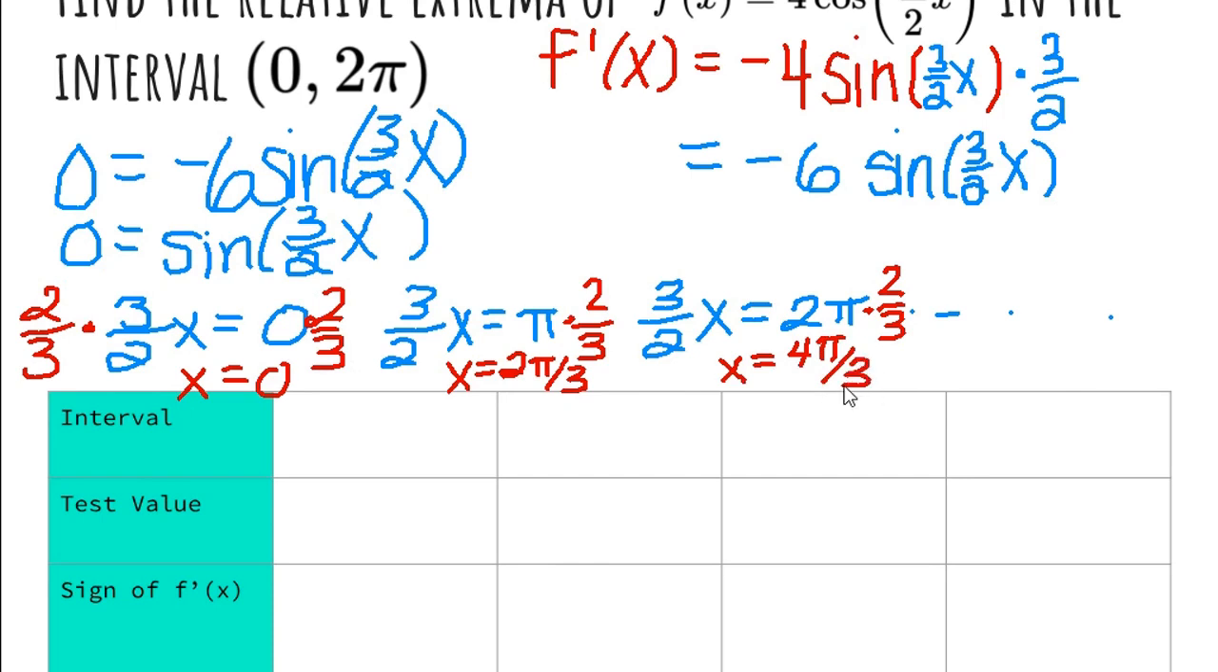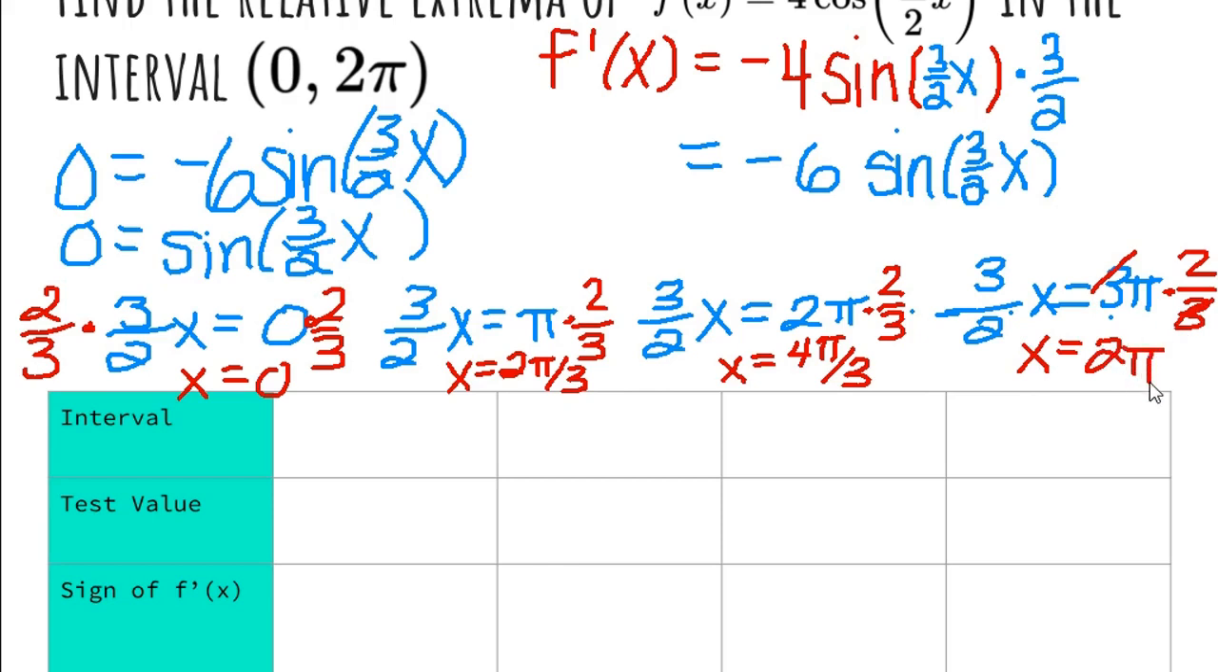So now I'm going to say that 3/2 x, let's see, the next place sine would have been 0 would have been 3 pi. So I'll multiply that by 2/3 because it's the reciprocal of my fraction. So x is, okay, now I've hit an endpoint. 2 pi is an endpoint. So now I've gotten my full domain and my critical numbers within it.